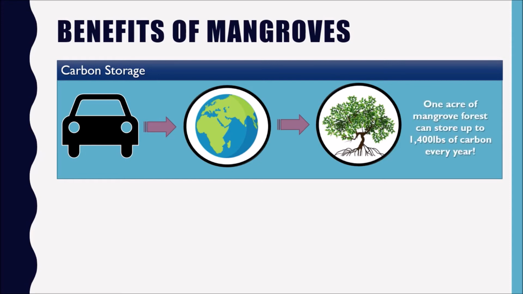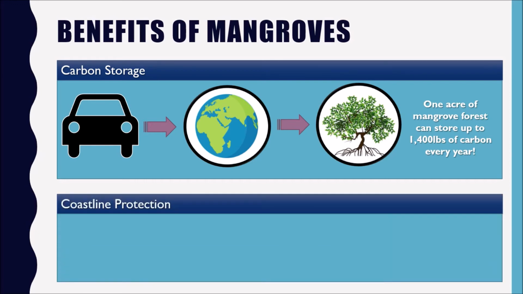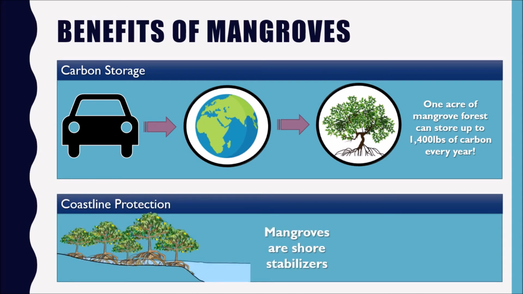And 1 acre of mangrove forest can store up to 1,400 pounds of carbon every year. And remember, I said that worldwide, over 77,000 square miles are covered by mangroves. So you can imagine how much carbon can be stored from all of those mangroves. Now, mangroves also help to protect our shoreline because they are shore stabilizers.